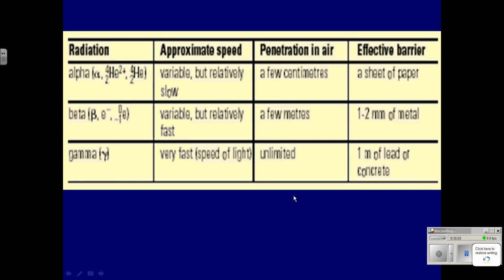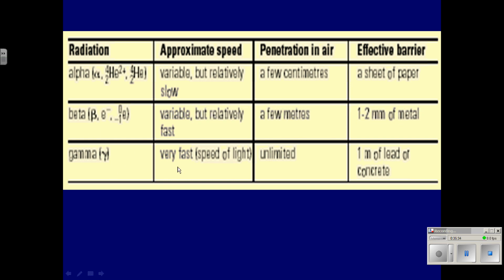There's some information about the types of radiation and how they work. The alpha particles are relatively slow, but they're heavy. They can only go a few centimeters in air until they run into some air particles and stop. A piece of paper would stop alpha particles. Really, you can stop an alpha particle pretty easily. Beta particles go relatively fast. They're faster. They can go a few meters in the air until they run into some other atoms. And one or two millimeters of metal will stop them.